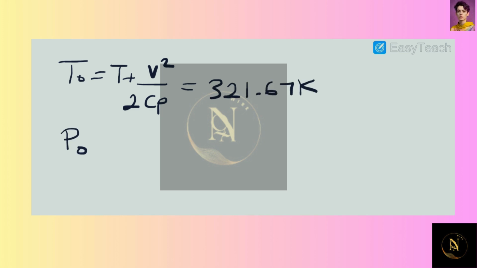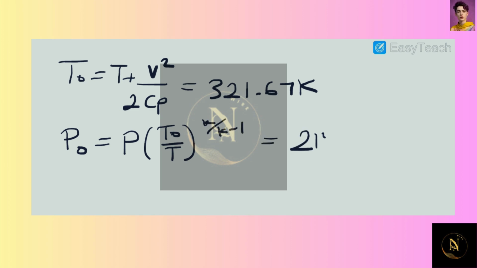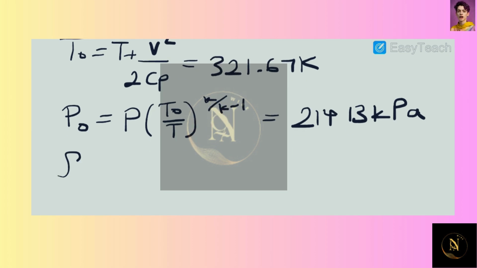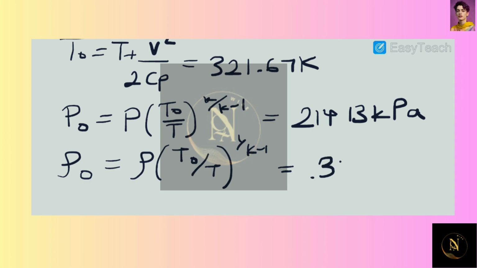Next, we can find stagnation pressure, and by using the isentropic laws, we can say that this is equal to P times T0 over T raised to the K over K minus 1. And this gives us 214.13 kPa. Lastly, we can find the stagnation density, and we can say that this is rho times T0 over T raised to the 1 over K minus 1. And this gives us 0.321 kilograms per cubic meter.